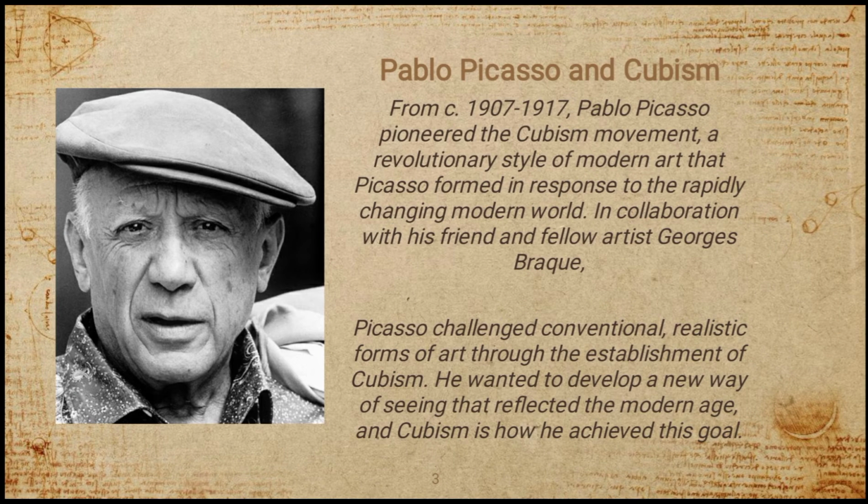Pablo Picasso and Cubism. From 1907 to 1917, Pablo Picasso pioneered the Cubism movement, a revolutionary style of modern art that Picasso formed in response to the rapidly changing modern world, in collaboration with his friend and fellow artist George Braque. Picasso challenged conventional, realistic forms of art through the establishment of Cubism. He wanted to develop a new way of seeing that reflected the modern age. And Cubism is how he achieved this goal.